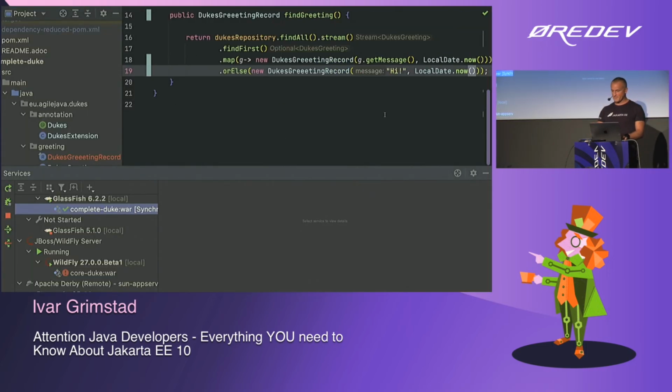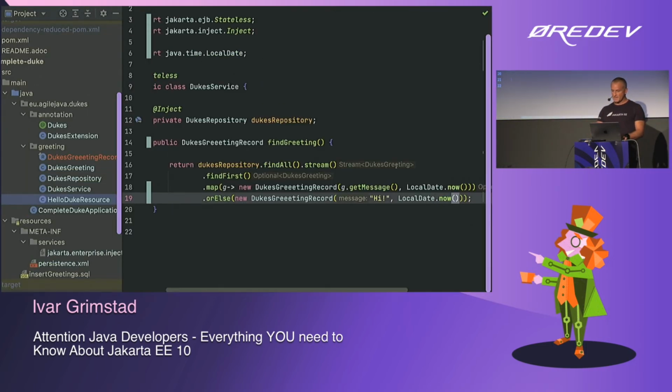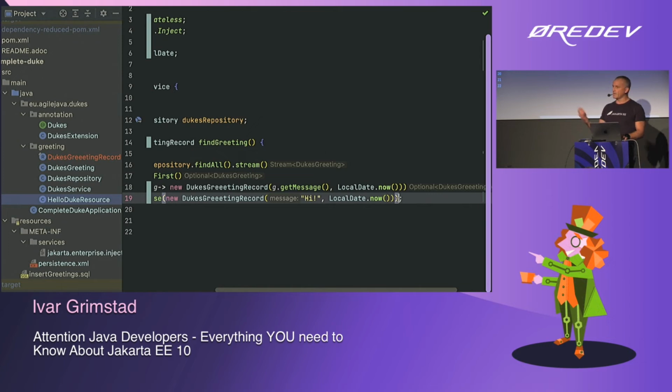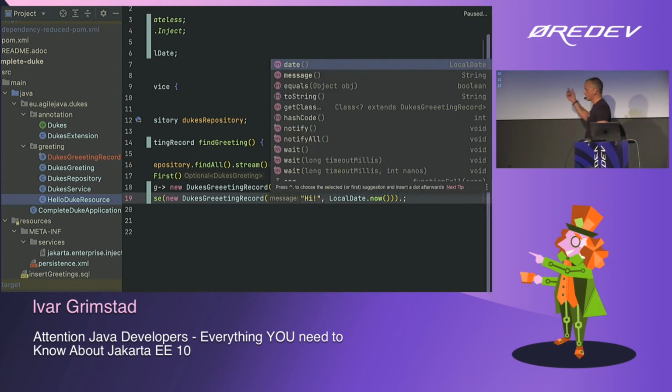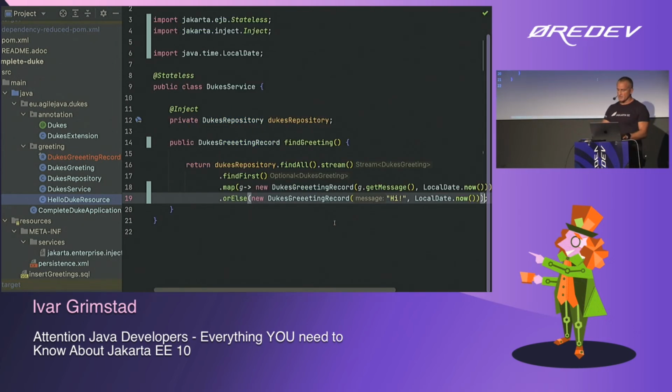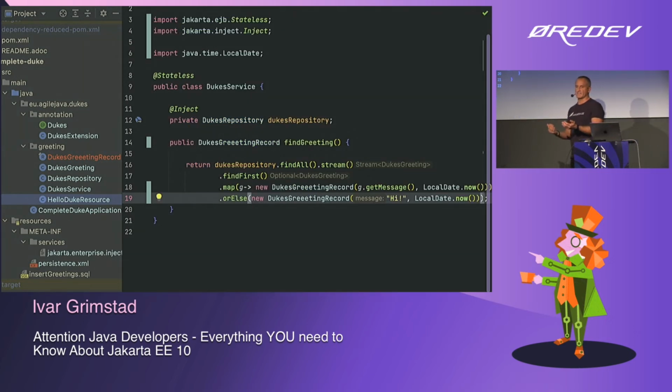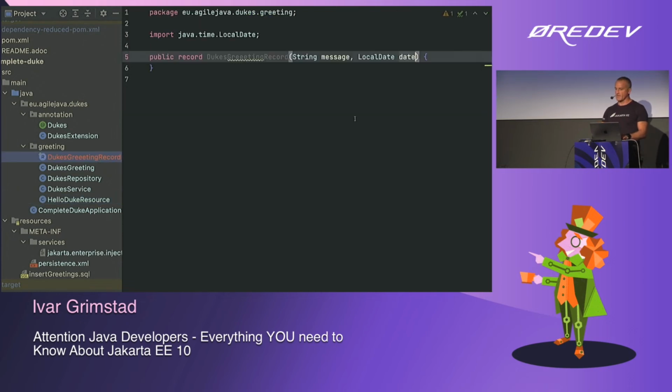Okay, so a record gets generated accessor methods, and these accessor methods have the same name as the fields. Here it's date and message. The previous version of JSON binding expects a Java bean, and a Java bean property has to have a getter that is called get something. And we don't have that. It's called date and message.